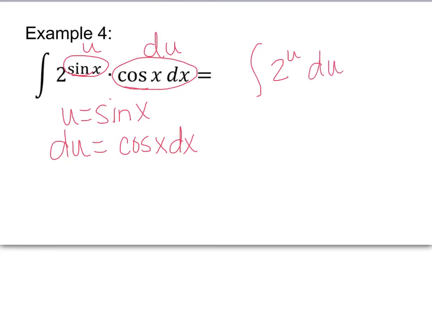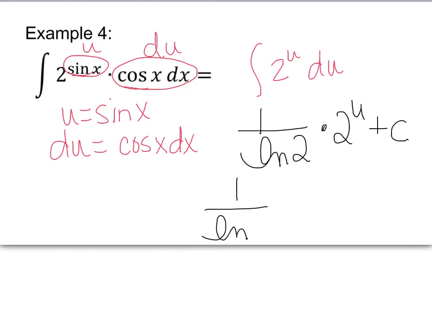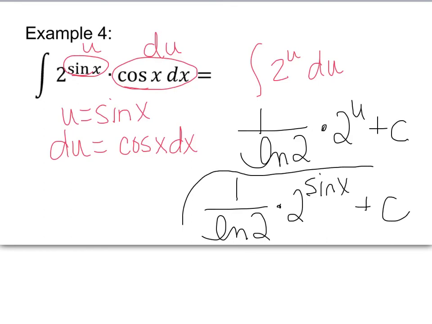The integral of a to the u is 1 over ln of a. In this case our a is 2, so 1 over ln of 2 times 2 to the u plus c. But we're going to finish out with x's because that's how we started. So 1 over ln of 2 times 2 to the sine x, that was my original u, plus c. Again, in these problems you're going to have a copy-paste situation, and you only have to adjust the 1 over ln of a.